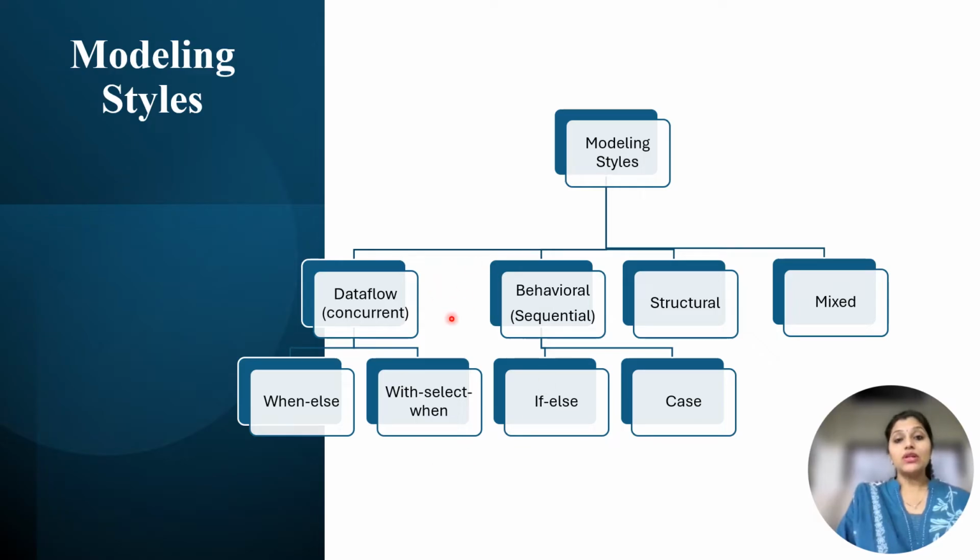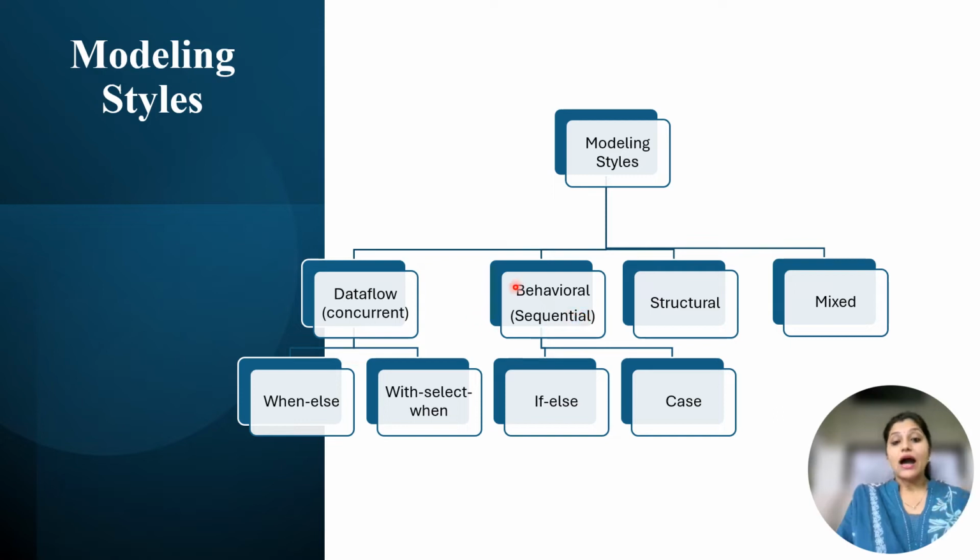Here we must know levels of abstraction. Levels of abstraction means how detailed the system is explained. Structural modeling has the lowest level of abstraction. Lowest level means we go to the component level: how many components are used and which components are used, that is our structural modeling. Then comes the intermediate level of abstraction, and that is data flow modeling, in which we describe how data flows from one register to another register.